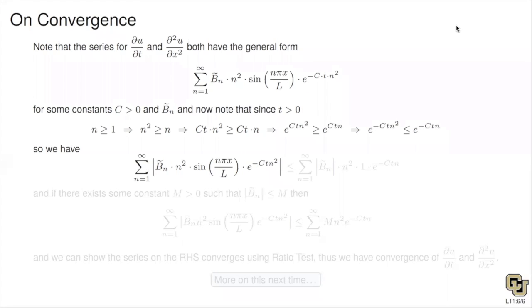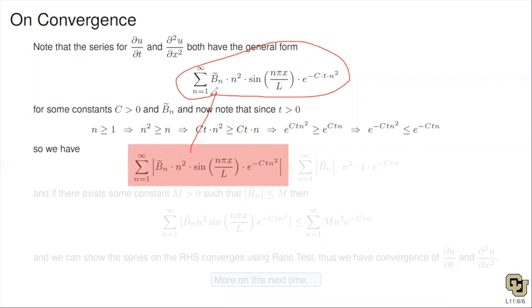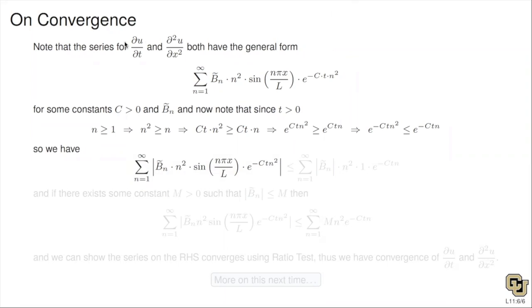Remember your theory. Remember your series from Calc 2 here. If the series of the absolute values of the terms converges, then we know the original series will be absolutely convergent. That's the definition of absolutely convergent. Okay, so if I can show this converges, then we've got absolute convergence of the original. And so then we'll know both the partial with respect to t and x both converge.